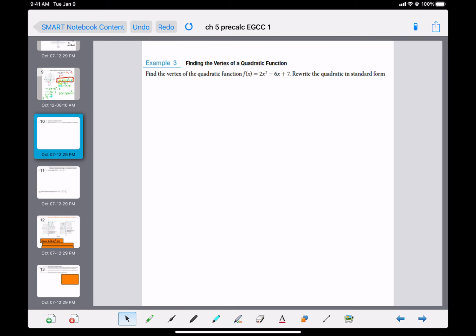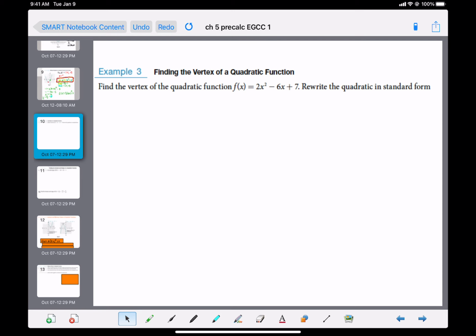Okay, let's look at example 3. Now, example 3, we have an equation that is in general form. We want to find the vertex of that quadratic and put it into standard form. Well, the easiest thing we can find first off the bat is our h. So our h is negative b over 2a.